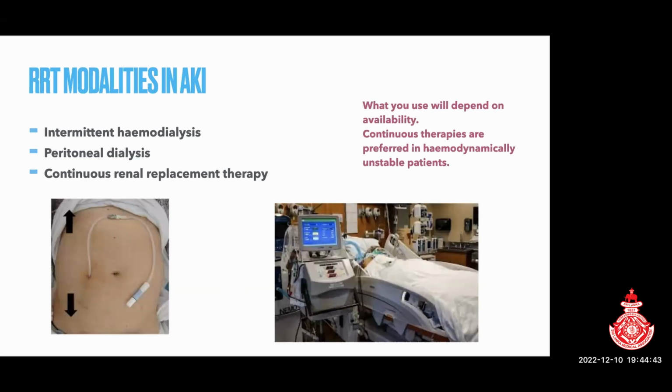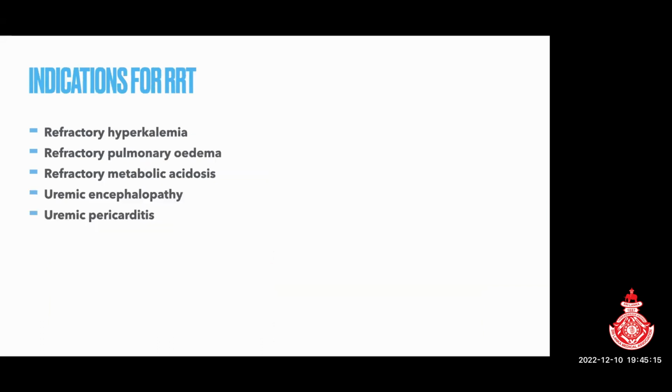You cannot do hemodialysis if you don't have access to hemodialysis. Peritoneal dialysis, if you have human resources, you can generally do in even a low resource setting. So the main determinant of what you will use is availability, but continuous therapies are preferred in hemodynamically unstable patients, right? So if the patient's blood pressure is low, they will not tolerate intermittent hemodialysis, in which case you can offer them CRRT, right?